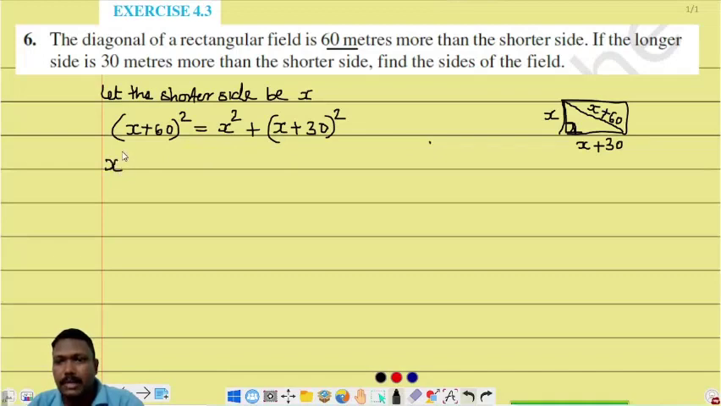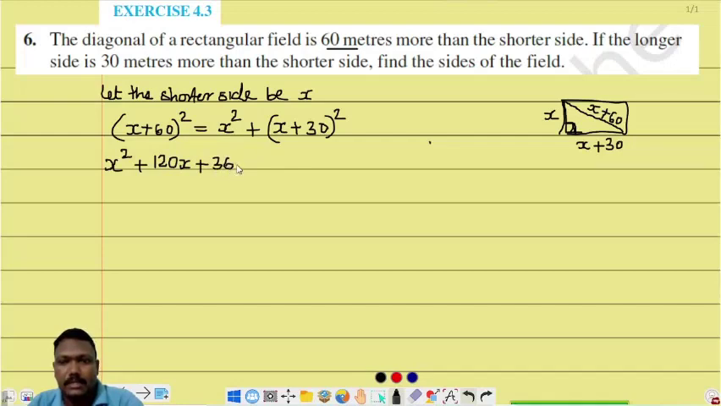So a squared means x squared, plus 2ab. 2ab means 2 into x into 60. 2 into 60 is 120, so 120x. Plus the square of 60, b squared. 60 squared is 3600.